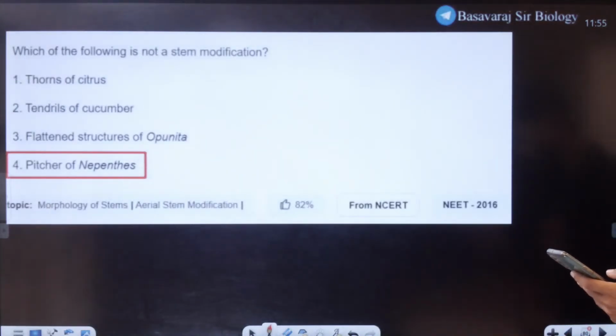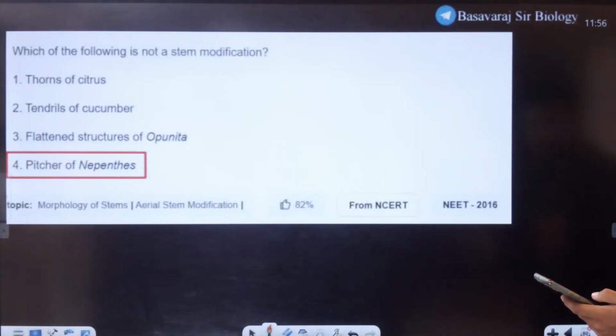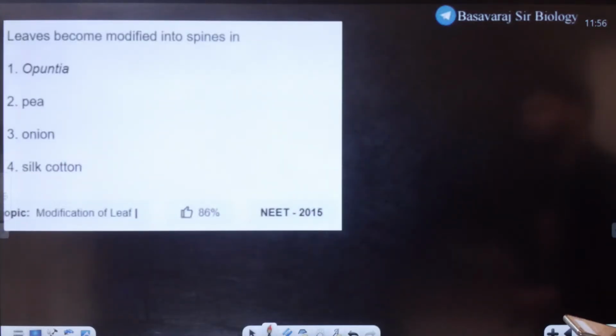Yeah, you go keep your head. Who wants to keep their head in pitcher plant? Huh? Leaves become modified into spines in. Leaf is modified into spines. Who wants to keep their head in pitcher plant? Mental.